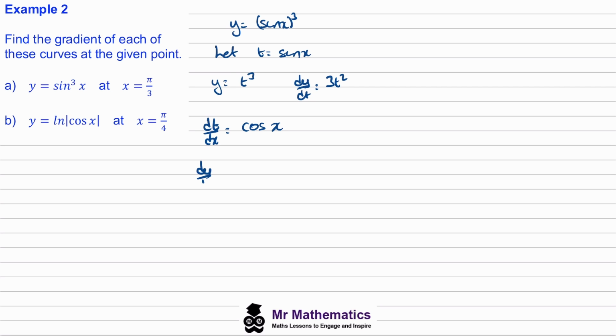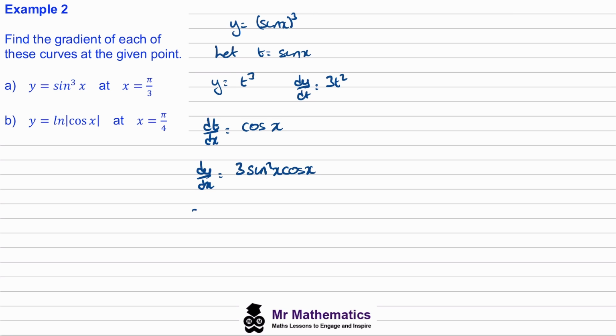So dy by dx will be dy by dt, 3t squared. And I'm going to write t back in terms of x. So sine squared x multiplied by dt by dx, cos x.